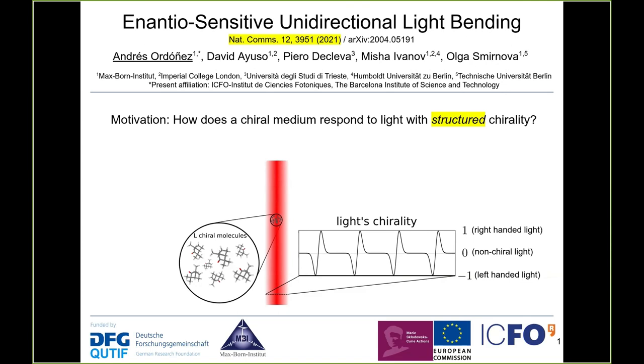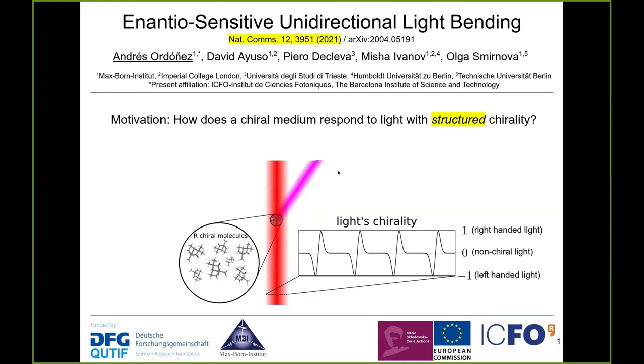So what we found was that when this type of structured light interacts with left chiral molecules, even harmonics are emitted at a certain angle, and this angle is exactly the opposite if we replace the left-handed molecules by their mirror images, the right-handed molecules. So structuring the chirality of the light leads to emission of light in different directions for opposite enantiomers. And this is what we mean by enantiosensitive unidirectional light bending.